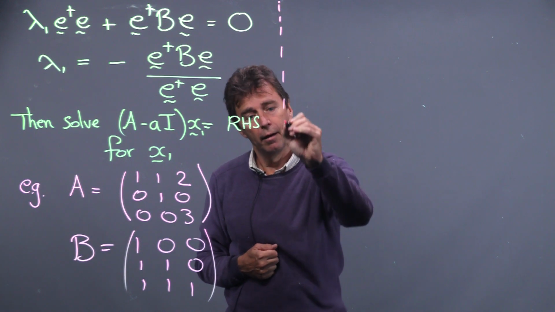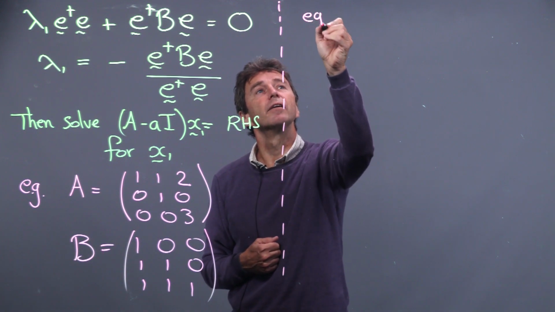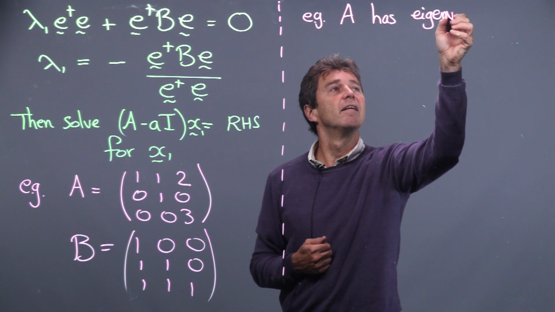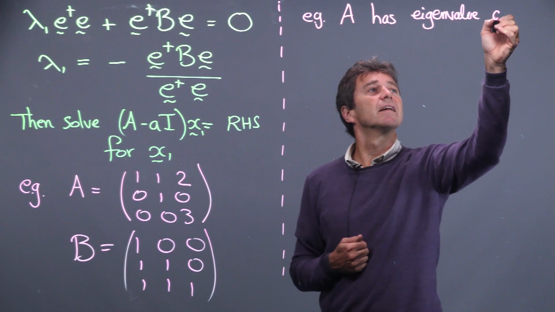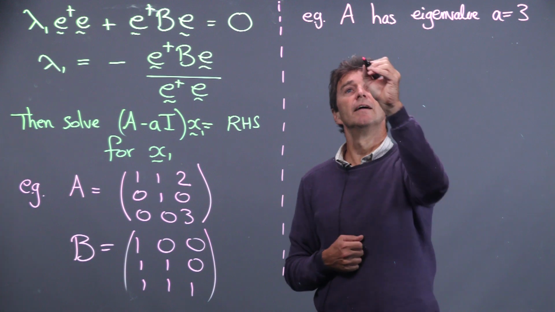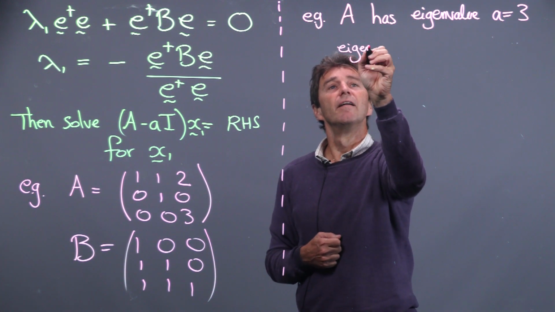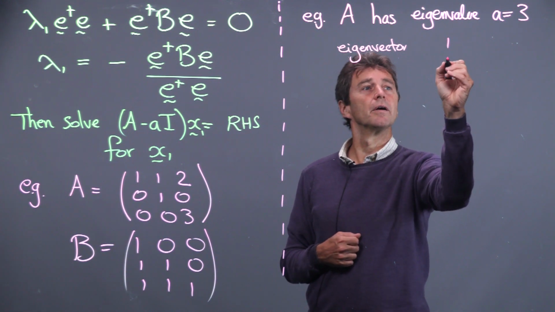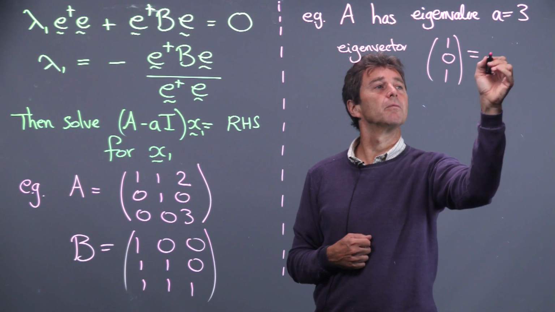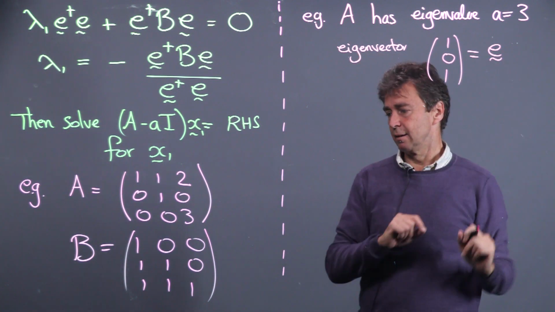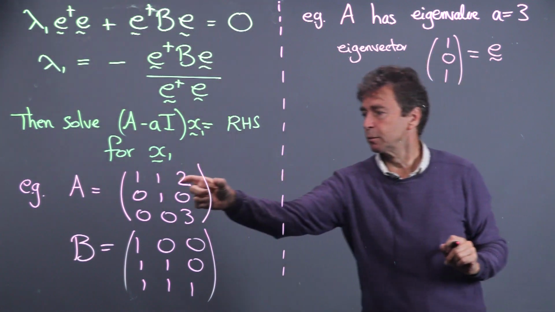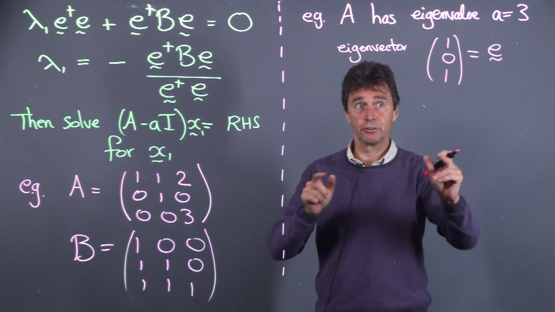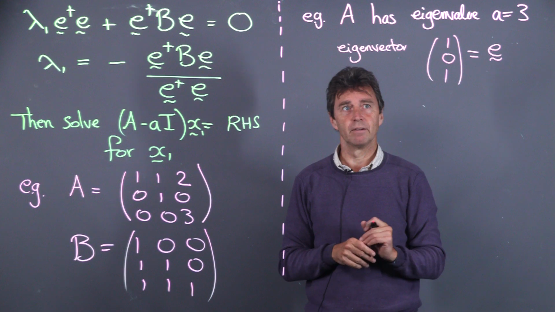So I know that, for example, A has eigenvalue little a equal to 3, we take the last one, and the eigenvector corresponding to that is 1, 0, 1. So that's what we're going to call E here, right? That's the pair. I'm going to do a quick check. If I take that and multiply by that, I'm going to get 3, 0, and 3. So that's 3 times this. So that's indeed the eigenvalue eigenvector pair.